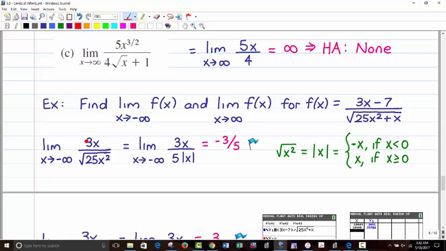Now, this is an interesting problem because if you look at this, and then you take the square root of 25x squared, it would be real tempting to say that, oh, that's just 5x. And then 3x over 5x would just be 3/5. So the answer is going to be 3/5. But that's not true in this case.